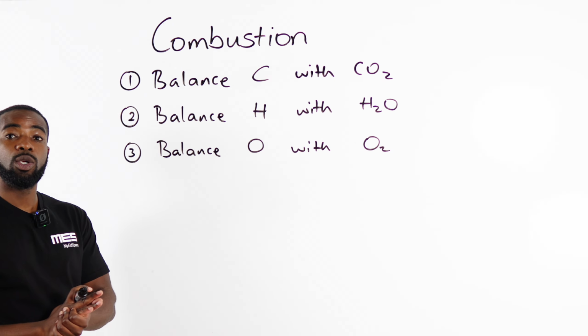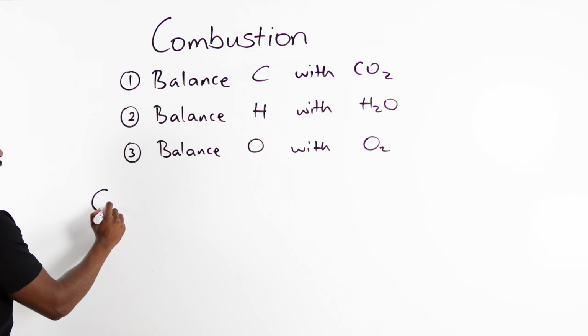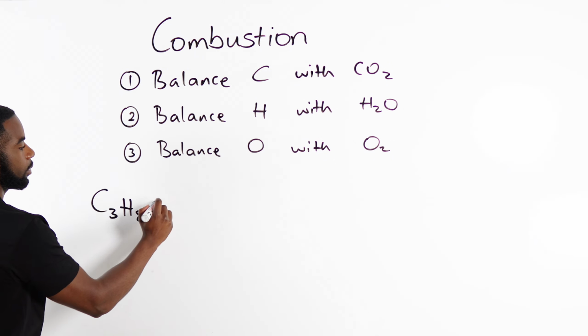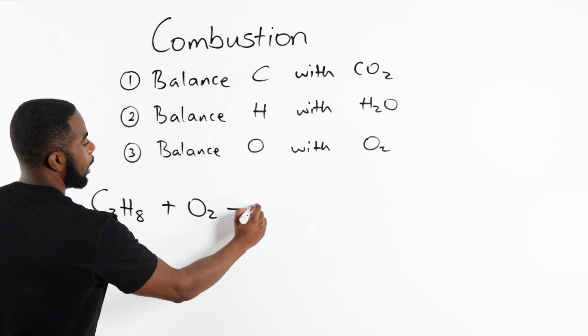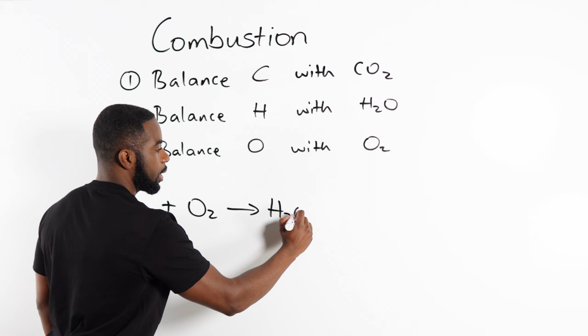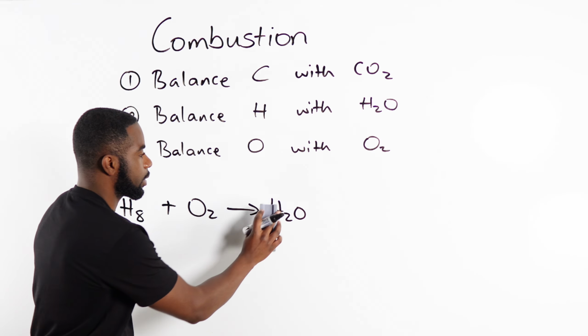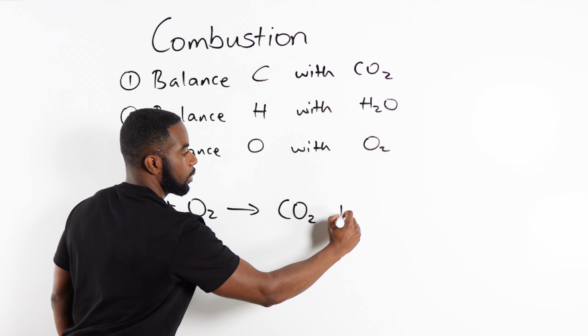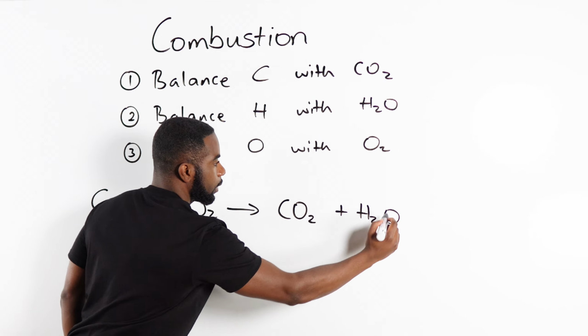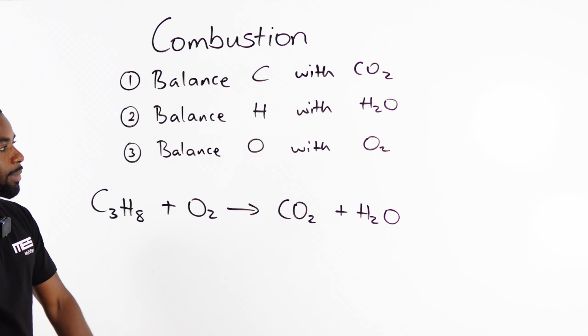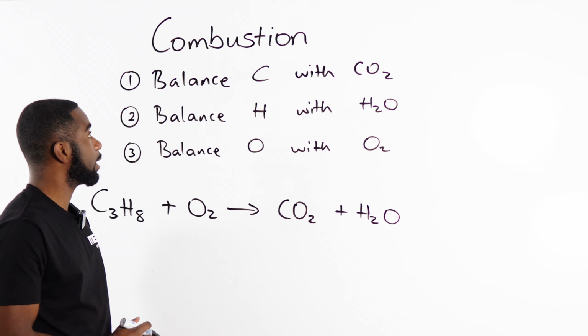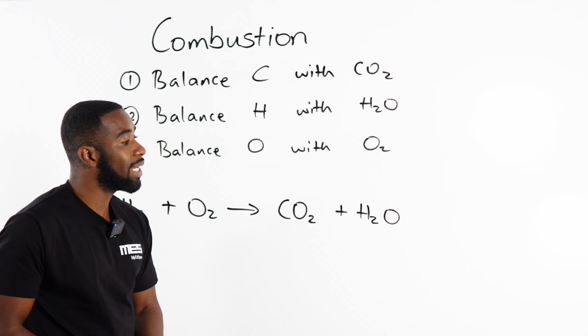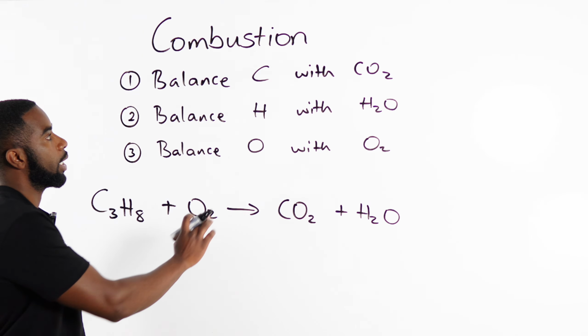So we're going to have a look at an example. I'm going to give you propane here with oxygen. And obviously that's going to make water and carbon dioxide, but I'll put carbon dioxide first, just for convention. So CO2 and water. I've left the state symbols out just to make it easier for us to write our balance in here. So remember, first step is to balance your carbons using the carbon dioxide.